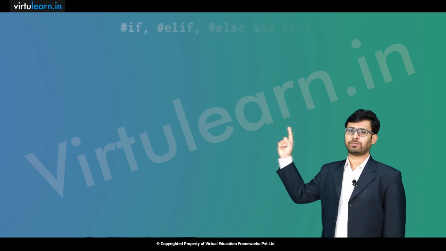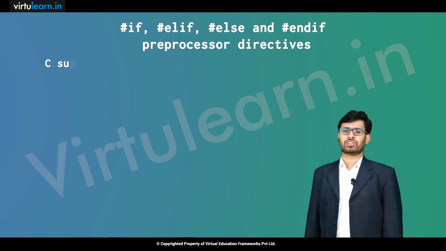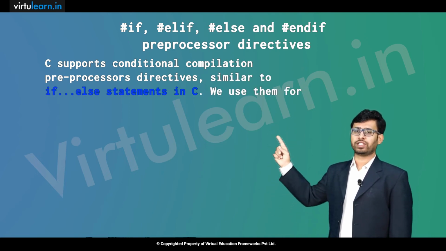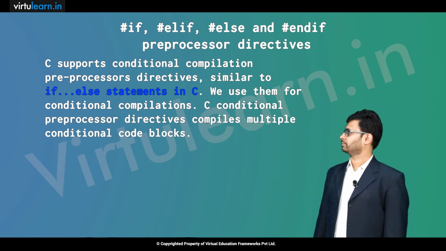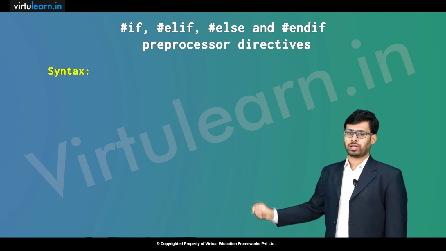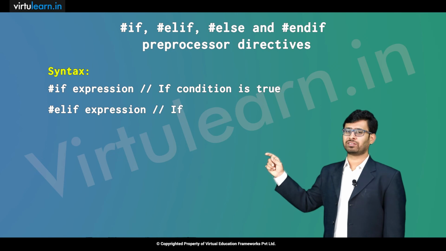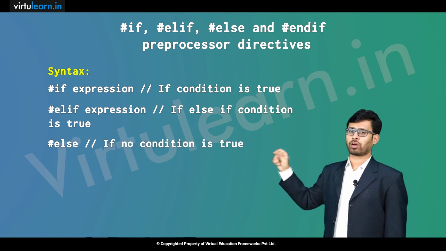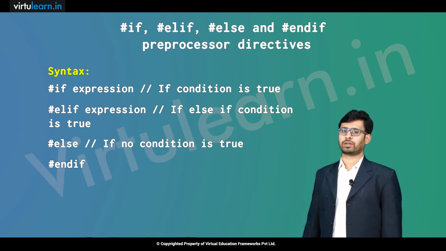Now let us see the next one: #if, #elif, #else and #endif preprocessor directives. C supports conditional compilation preprocessor directives similar to if else statements in C. We use them for conditional compilation. They compile multiple conditional code blocks. Now let us see the syntax. #if expression means if the condition is true, that block will be executed. #elif expression means else if the condition is true. #else means if no condition is true, that block will be executed. And the last one is #endif. So this is how we represent #if, #elif, #else and #endif.